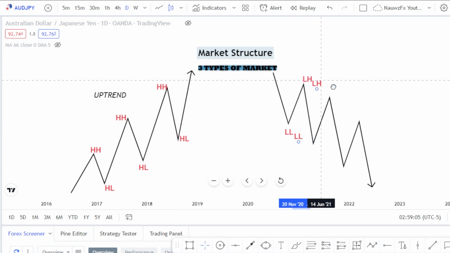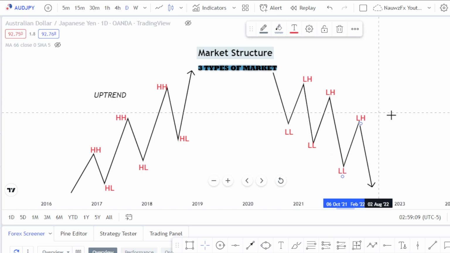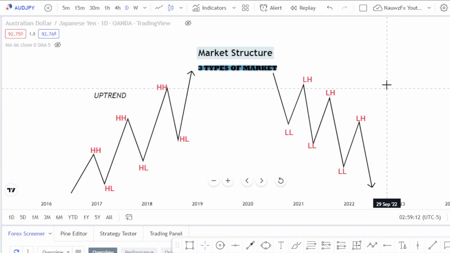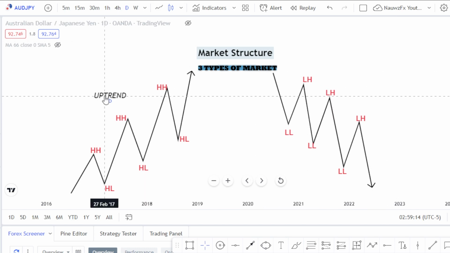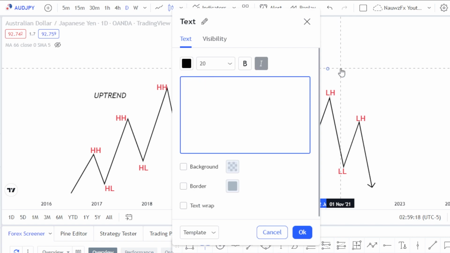So let's borrow all these right here, just like that. Nice and easy. Let's make it quite simple. So we're going to relabel uptrend. This over here is a downtrend.